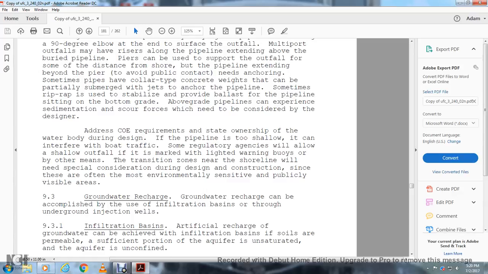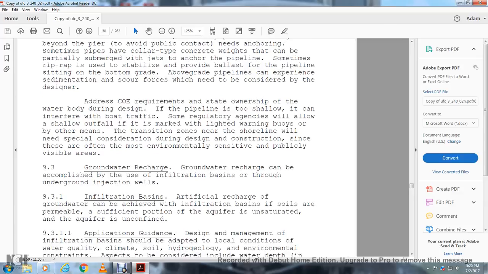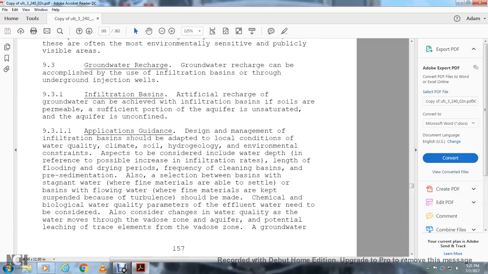9.3 Groundwater Recharge. Groundwater recharge can be accomplished by using infiltration basins or underground injection wells. 9.3.1 Infiltration basins. Artificial recharge of the groundwater can be achieved with infiltration basins where the soil is permeable, a sufficient portion of the aquifer is unsaturated, and the aquifer is unconfined.